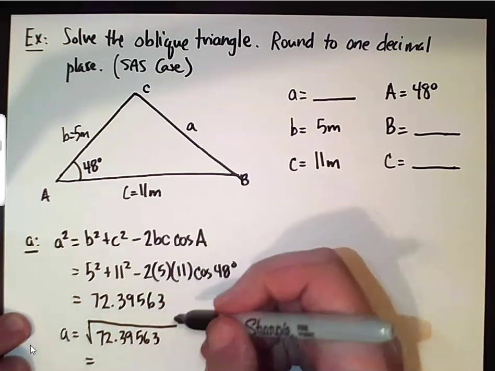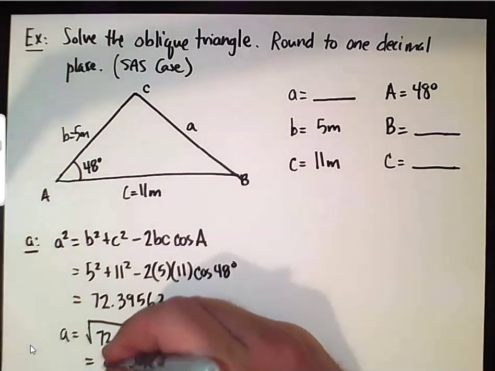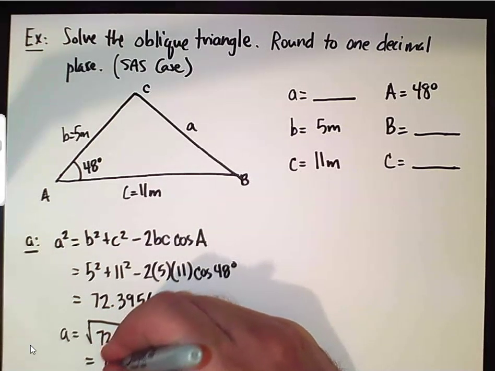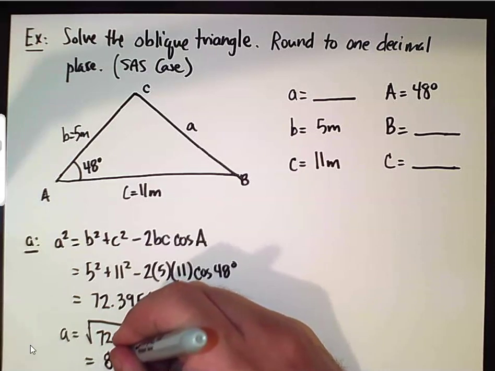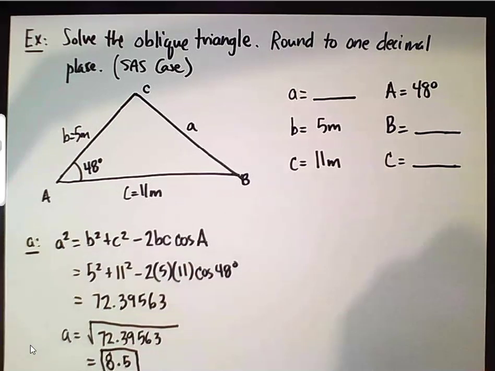And so side a is equal to the square root of 72.39563, which equals 8.508. So 8.5 is the length of side a.